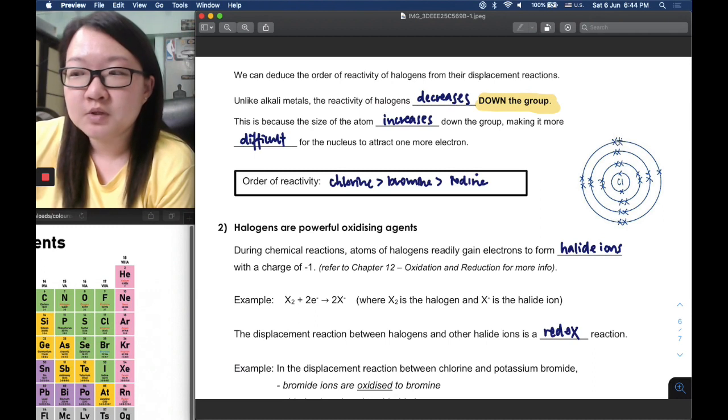So whether or not it is able to attract that one more electron to fill the outermost shell or the valence shell really depends on how far your last electron shell lies. Okay, so if you look at chlorine over here, it is already quite big. So can you imagine for bromine and iodine, it's just going to get bigger and bigger. Your nucleus is going to get further and further away from your valence shell. So therefore, the reactivity of the halogen decreases down the group. Okay, so you can conclude that the order of reactivity is as follows. Chlorine is more reactive than bromine, which is then more reactive than iodine, and so on and so forth.